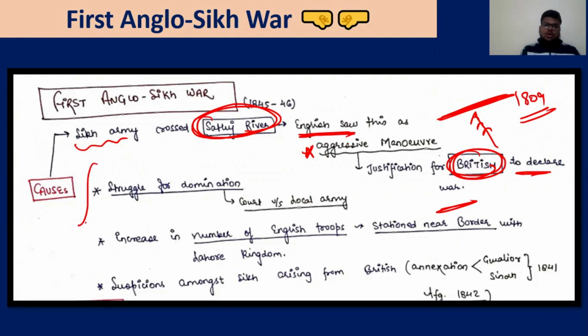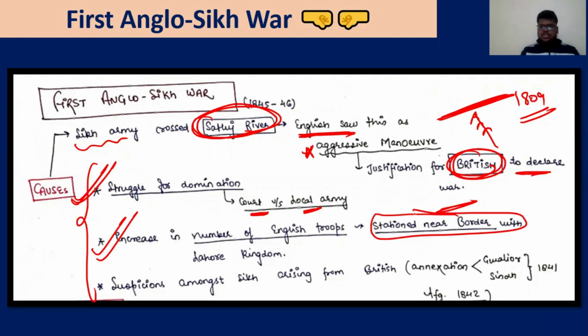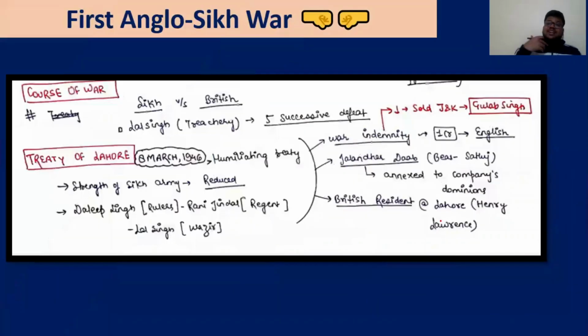Within that, some local contexts were already there: the struggle for domination within the court and the local army, and an increase in the number of troops stationed near the border with the Lahore kingdom. The way the British had annexed other places, Gwalior and Sindh, as we have seen, created anxiety among the Sikhs.